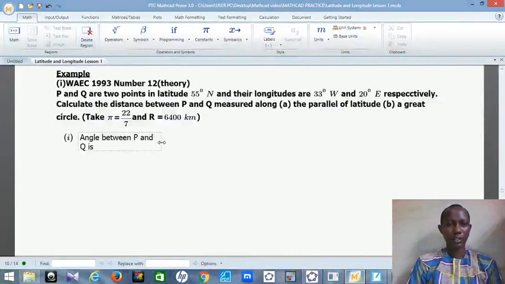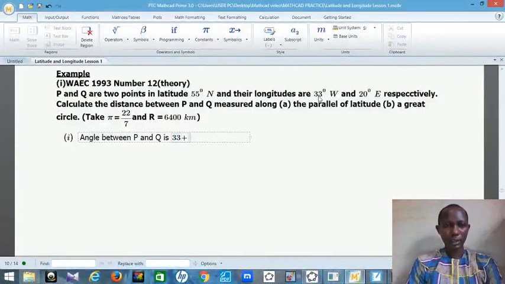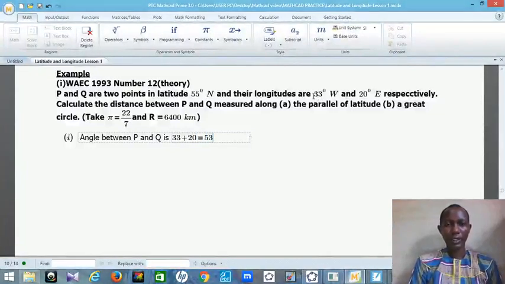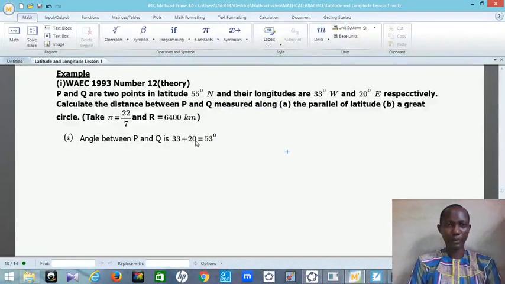is, let's put it there. So the angle is 33 plus 20. Then it's going to give us 53. So 53 degrees. So this is the angle between P and Q. You saw it from the illustration in the other diagram. Okay, let's go straight now.